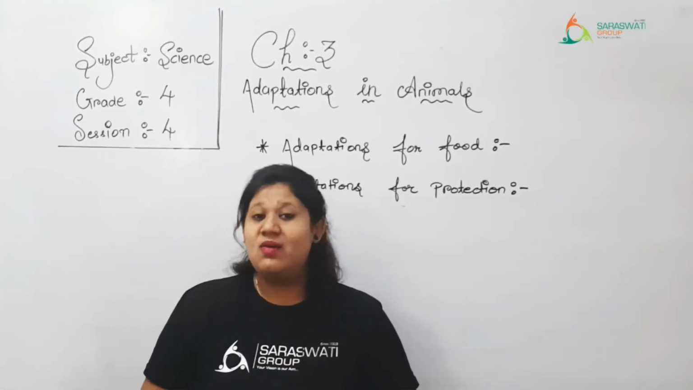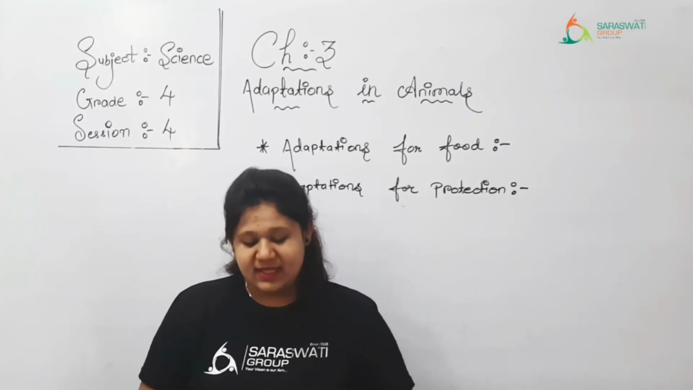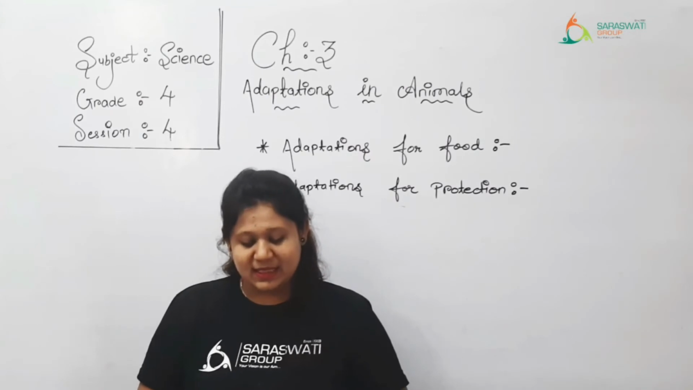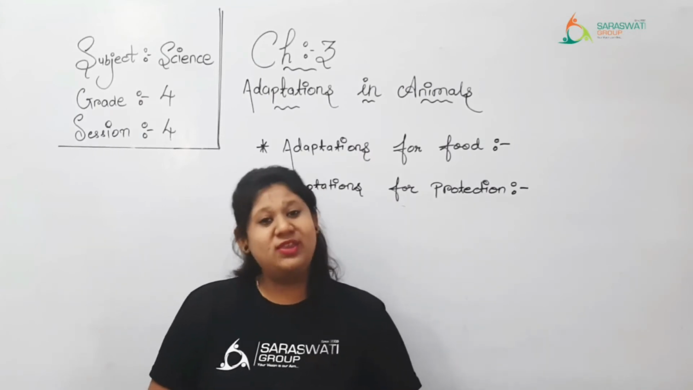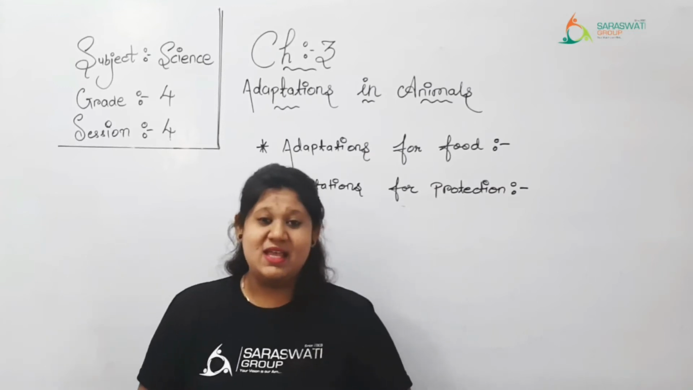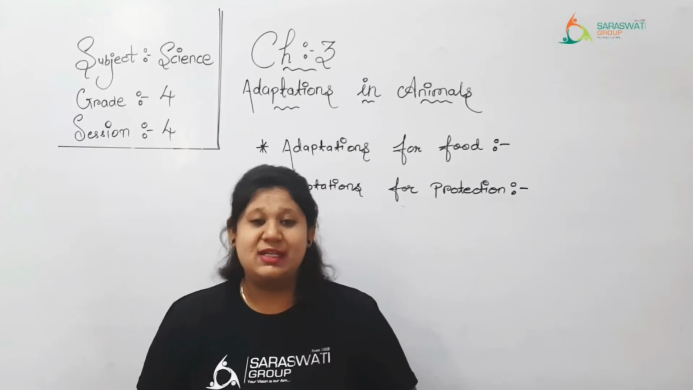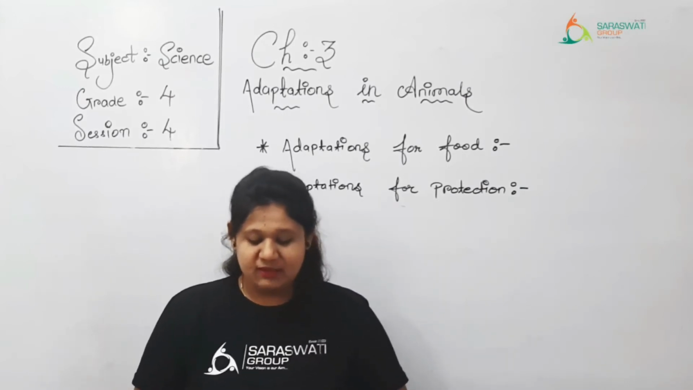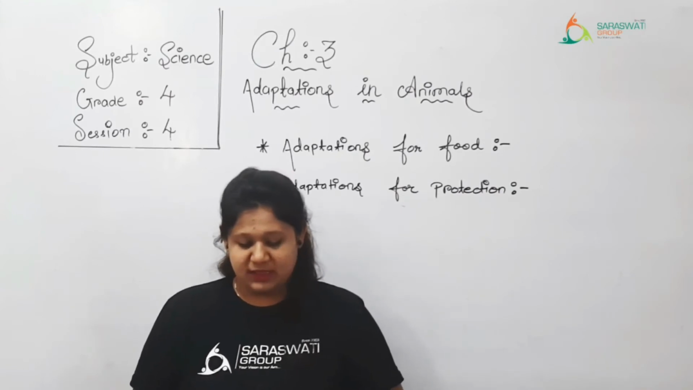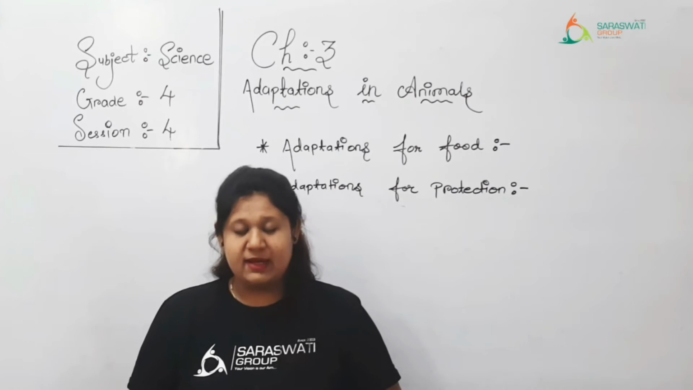Clear? Now omnivores. Omnivores are animals that eat both plants and other animals. There are so many animals out there which eat both things, plants as well as the flesh of other animals. That kind of animal is called an omnivore. They have both sharp front teeth for tearing and strong flat molars for grinding their food.